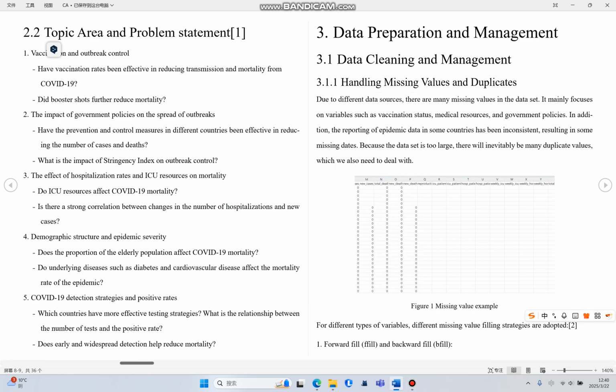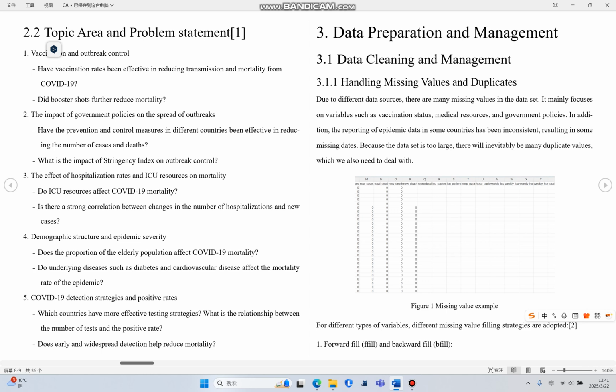Hello, Professor. Today I will introduce my project, Analysis and Visualization of Global COVID-19 Data. This project explores the impact of five key factors: vaccination and outbreak control, the impact of government policies on the spread of outbreaks, the effect of hospitalization rates and ICU resources on mortality, demographic structure and epidemic severity, and last, COVID-19 detection strategies and positive rates.